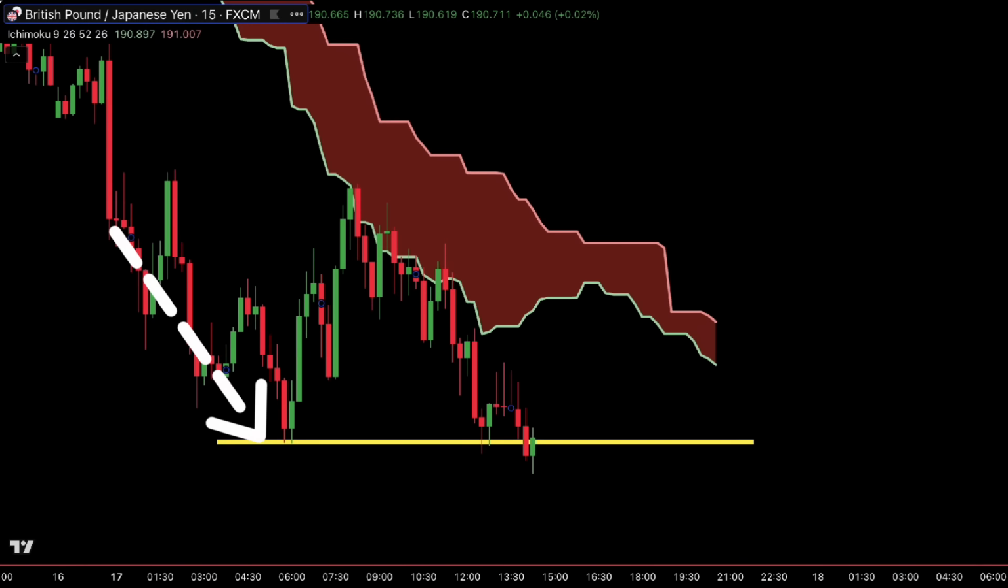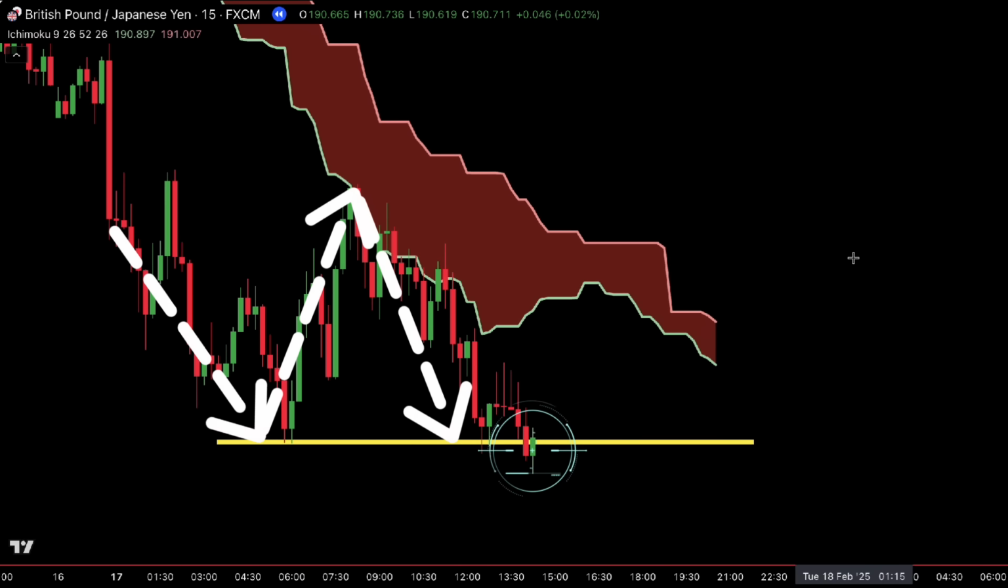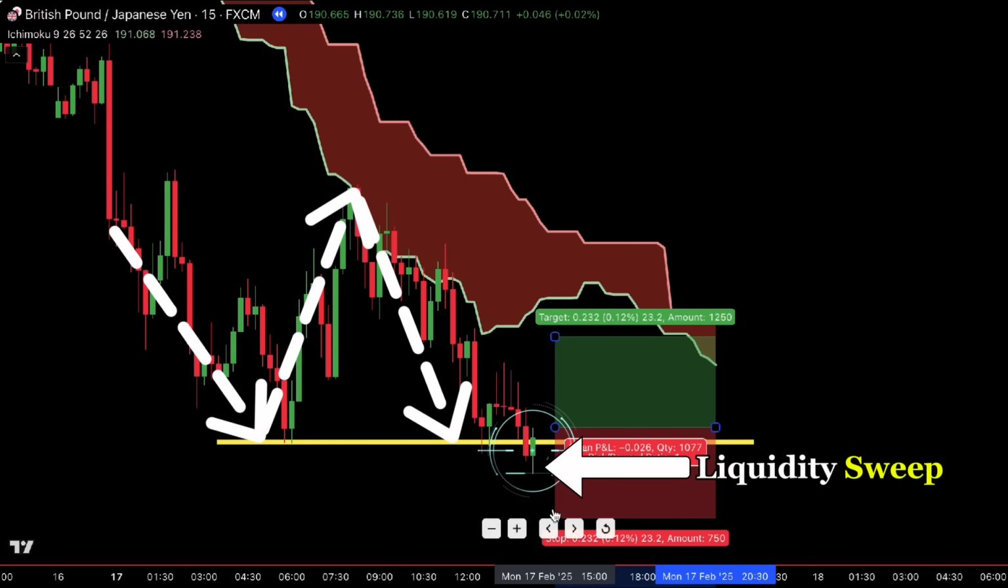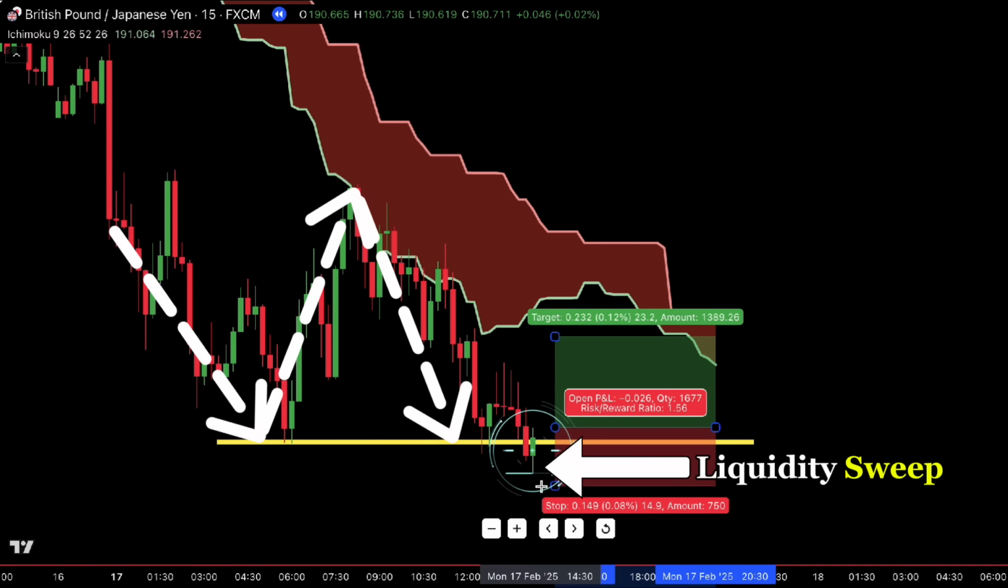For example, the market was trending down, hit this level, and reversed, forming a support zone. That level became a key area of sell-side liquidity. Price then pushed up toward the cloud but got rejected. When the market came back down and revisited that same support zone, it broke below it but then immediately closed back above, creating a clear liquidity sweep. That's your signal. You can enter at the candle close that confirmed the sweep.